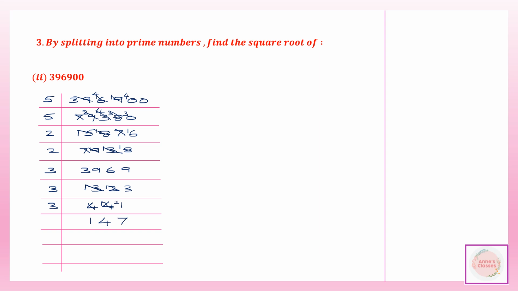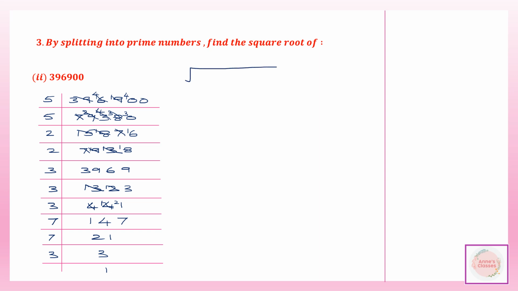3 sevens are 21. Now let's use 7. 7 twos are 14. 7 ones are 7. Again 7. 7 threes are 21. Then we can use 3. 3 ones are 3. So now we have found all the prime factors. Let's find the square root of this number.